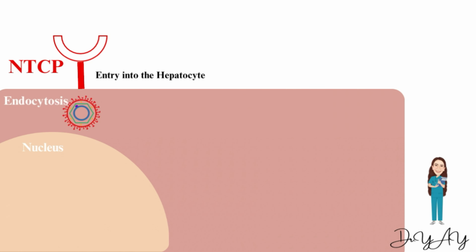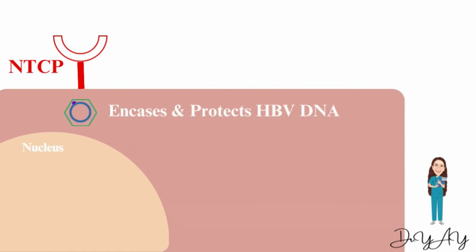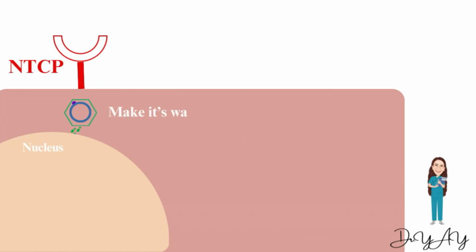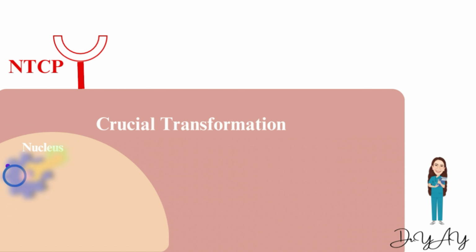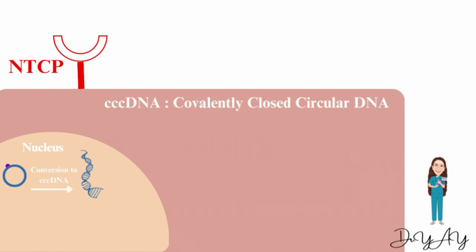And once inside, the virus takes off its protective outer coat, which we call uncoating, where its envelope is broken down and the nucleocapsid is released into the cell. This nucleocapsid, as we mentioned earlier, encases the viral DNA, but this DNA is not ready to start the replication process just yet. First, the virus needs to make its way into the nucleus, which is the cell's control center, and here it undergoes a crucial transformation where the gaps in the partially double stranded DNA are filled to make a more stable, complete form called the covalently closed circular DNA.